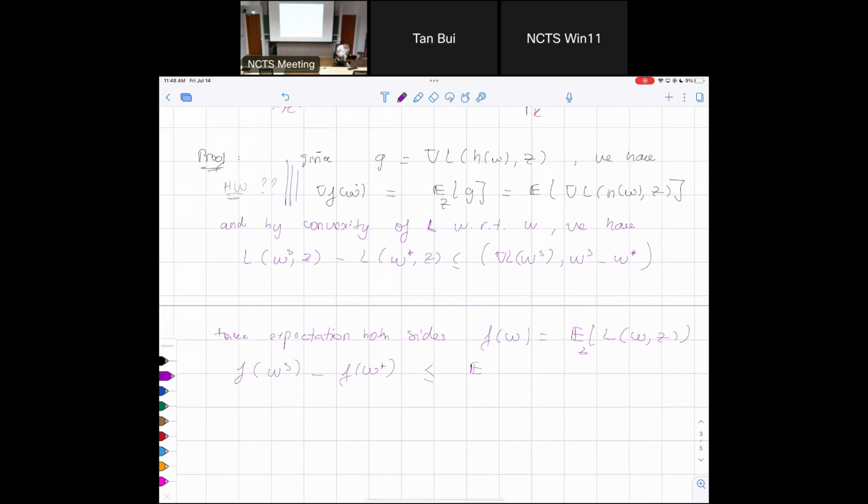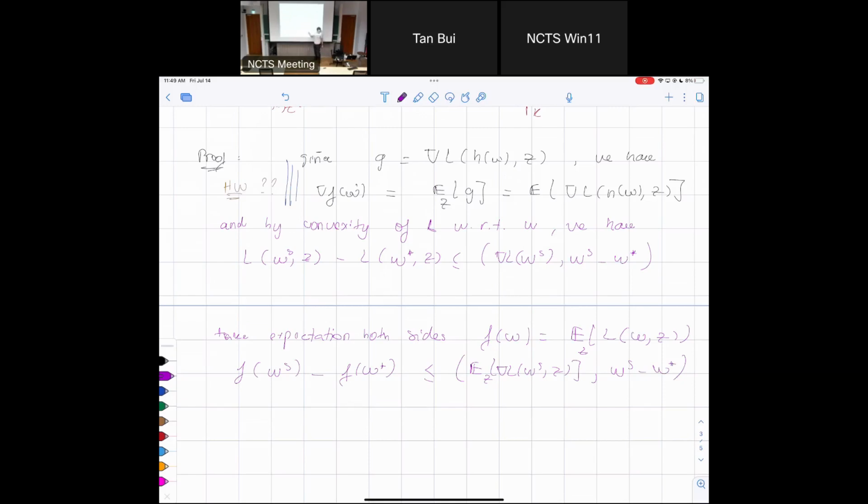the expectation of the gradient of L at W_S, Z, Z here, inner product with W_S minus W star. And you see, everybody, we take expectation on both sides, right? Remember that expectation is an integral, right? So this is the inner product. So this is the inner product of two functions, right?